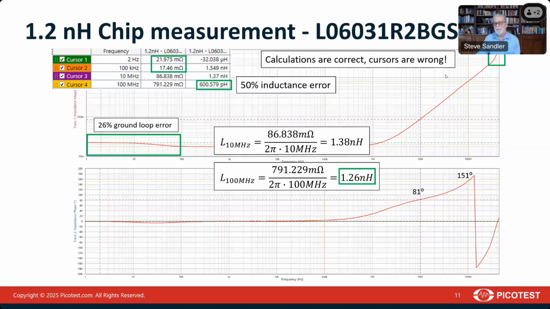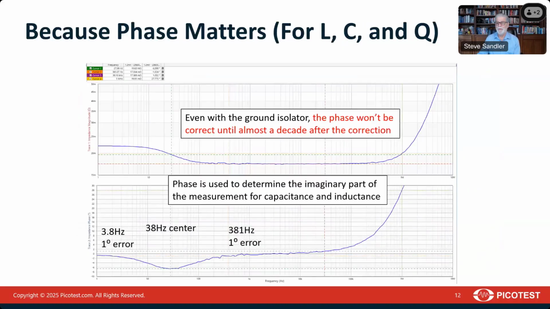That seems really close. But then if we look at the cursors, you can see the cursor tells us that at 100 megahertz, it's only 600 picohenries, which would be 100% error, or 50% error from the magnitude of the measurement. And so what's the deal here? And how is it that we can get the right answer by calculating it from the magnitude and not the right answer when we use the cursors?